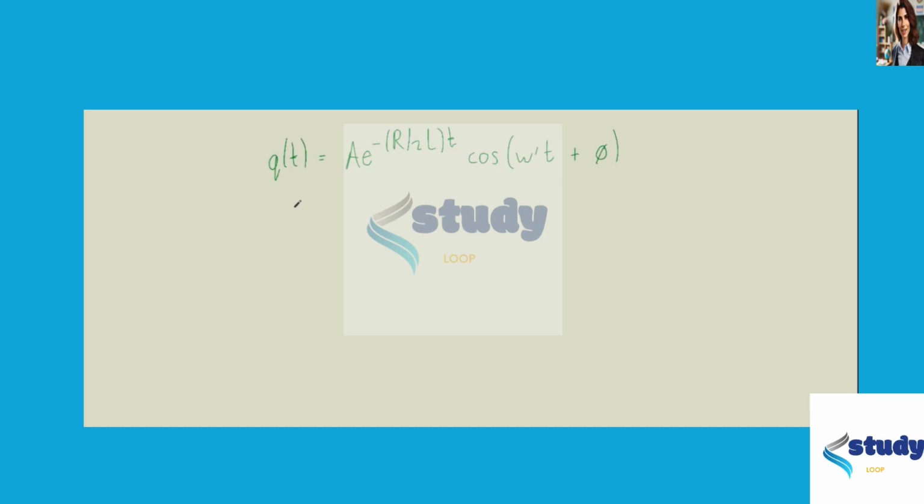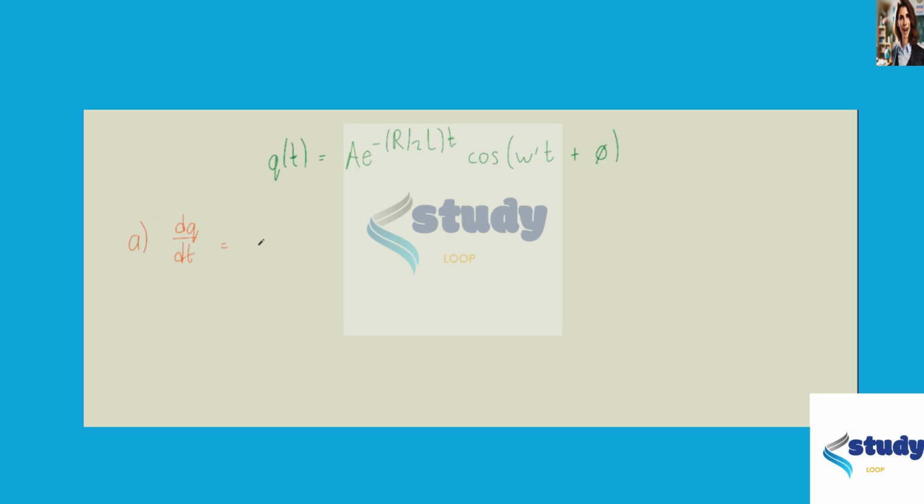So we are given q as a function of time in this form. And q is equal to A e to the minus R over 2L times t times cos(omega prime t plus phi), where omega prime is the angular frequency of the damped oscillations. So the first thing we will do is calculate the first derivative of q with respect to time.